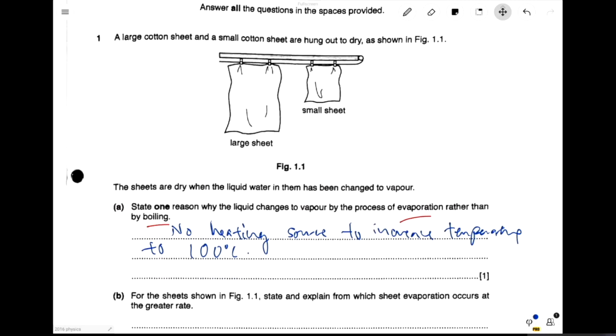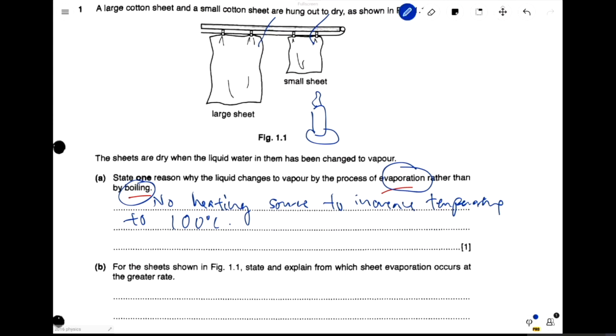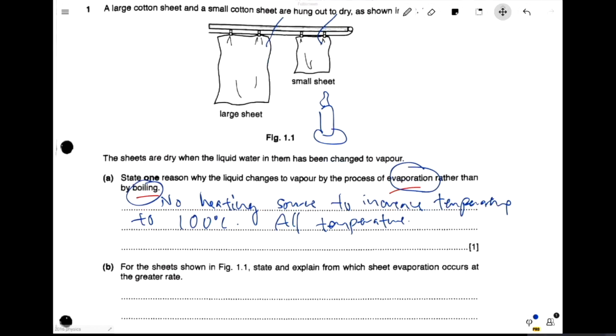So the question is this: they put this thing here, so they are saying why was it evaporation rather than boiling? Like this thing will dry, right? Because the water evaporates. How come this process is not called boiling? Why is it called evaporation? Because there's no fire burning all this, right? So it doesn't make sense to call it boiling, just evaporation. And evaporation takes place at all temperatures. This is not boiling. Boiling only happens at 100 degrees Celsius.